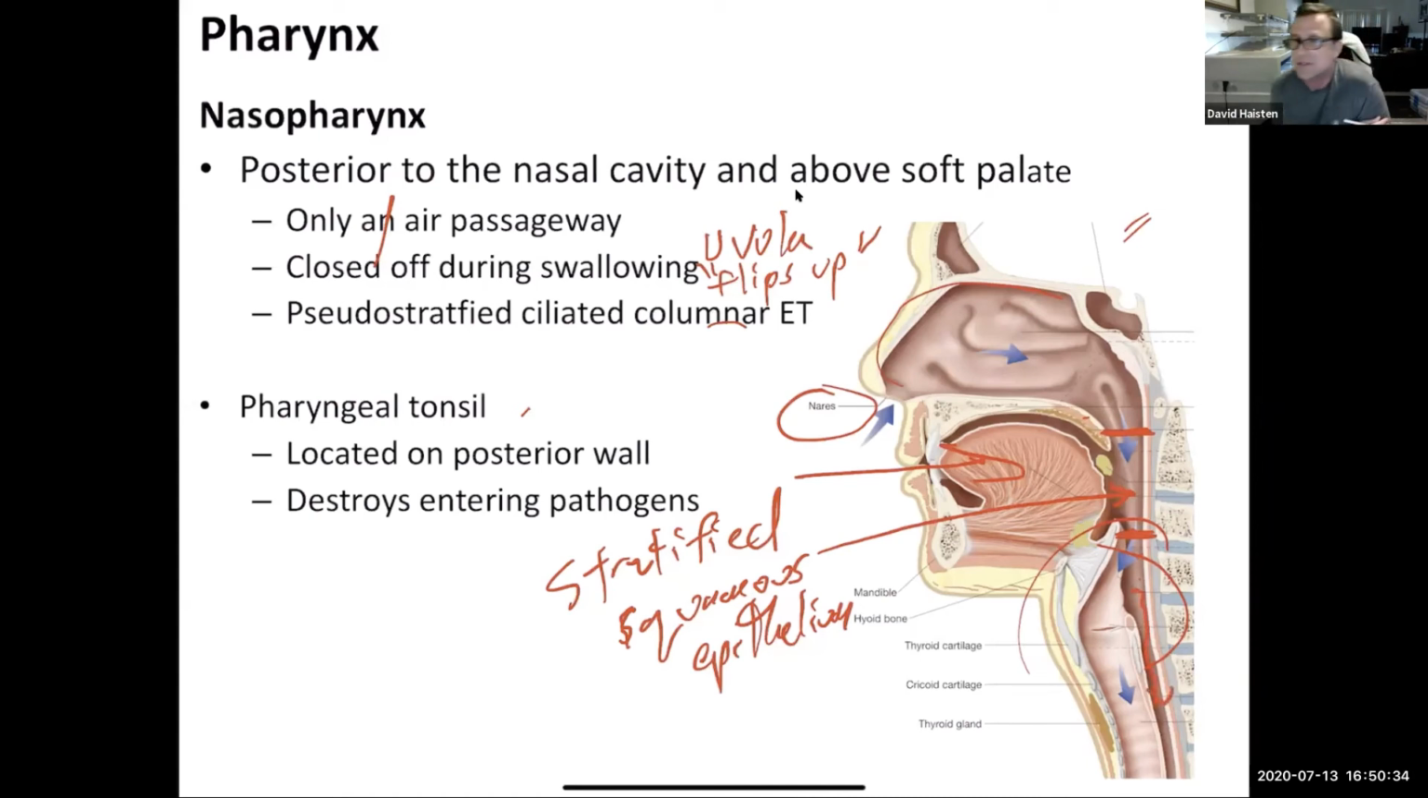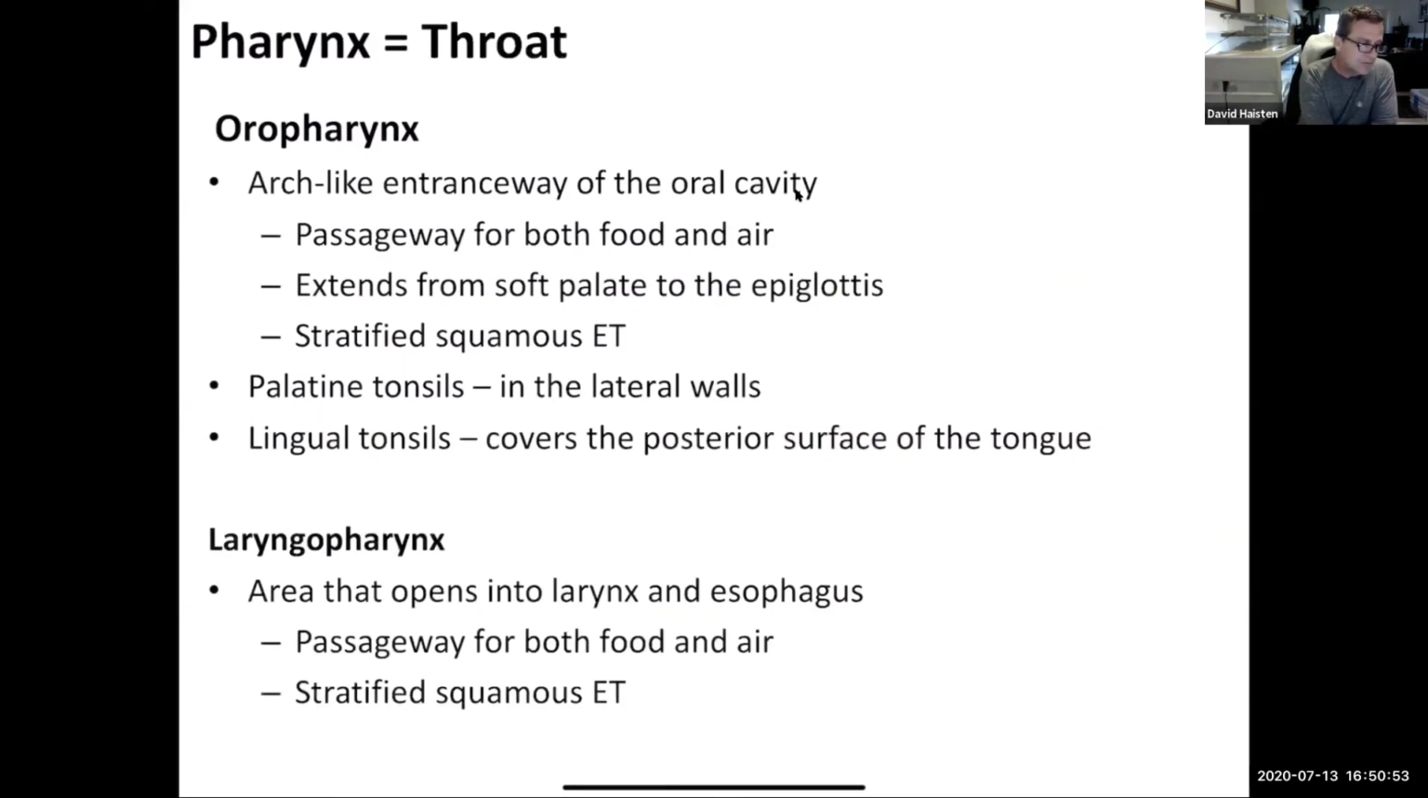Your esophagus is posterior to your trachea. It's behind it. As soon as we move into your larynx, and moving down the trachea, we're going to switch back to pseudostratified ciliated columnar epithelium. Okay, oropharynx, passageway for food and air. Stratified squamous epithelium. Yeah, you have some tonsils there.